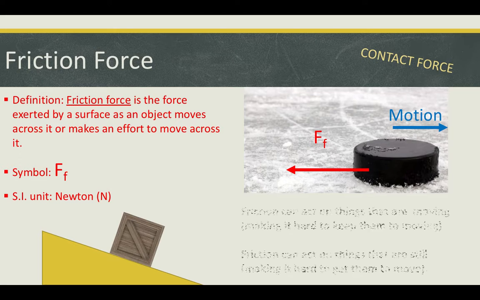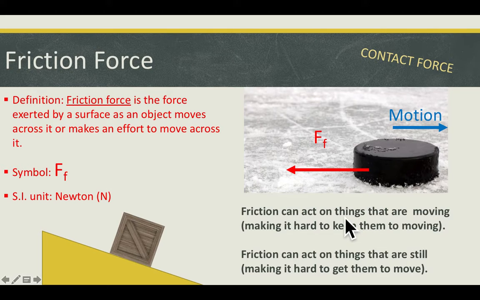The friction force is making it hard for the object to keep moving. The friction force will slow this object down. Similarly, friction can act on things that are not moving. So with this crate on the incline, if the crate doesn't move, there's a friction force acting along the incline and up the incline that is keeping it from sliding down.